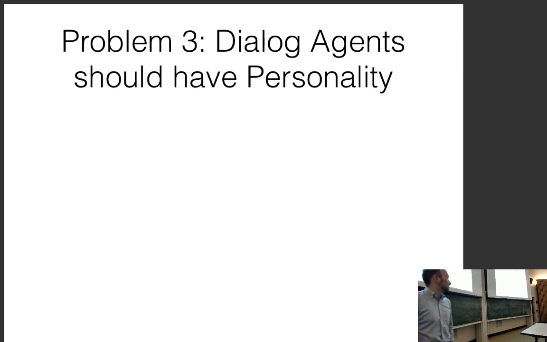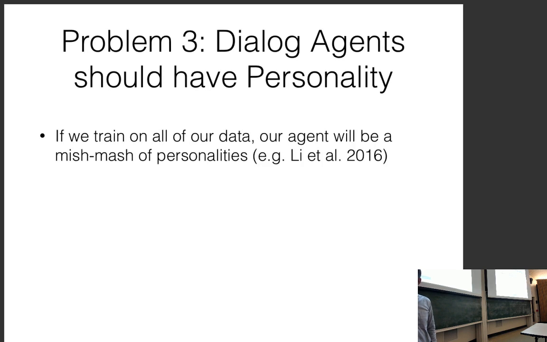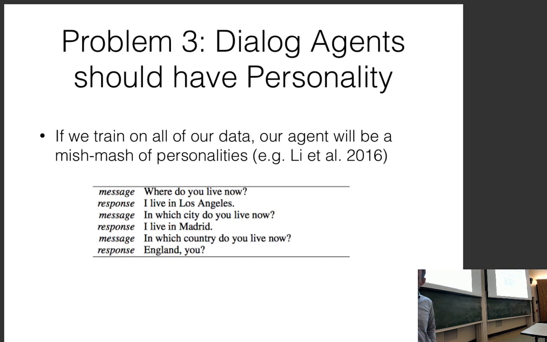So the second thing, which actually came up right before this, so it was a perfect segue into this, is that dialog agents should have some sort of personality. If we train on all of our data, our agent will become a mishmash of personalities. I like Jiwei Li's papers because he gives really good negative examples for his baselines.